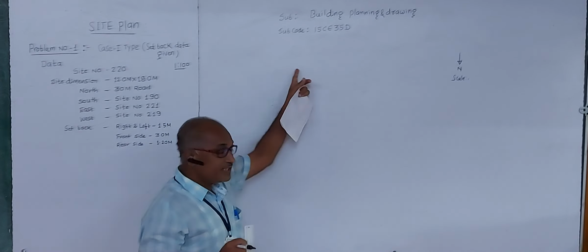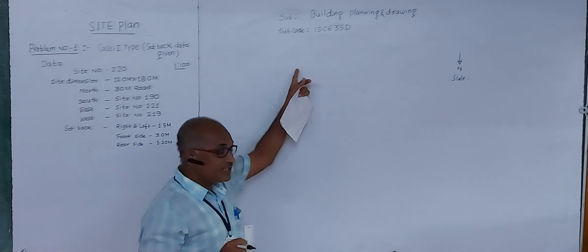And second, by using the mini drafter, you have to draw the horizontal lines and vertical lines for the site plans. Before going to draw the site plan, some simple calculations are needed. One is the plot area. The plot area is equal to 12 meter into 18 meters, which is 216.0 square meters.